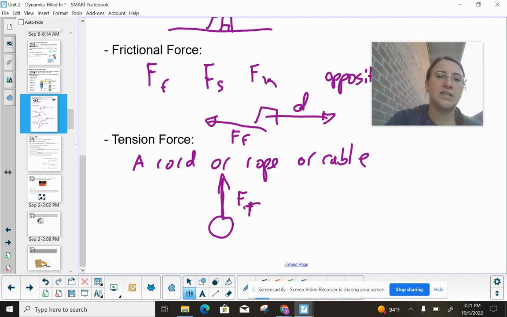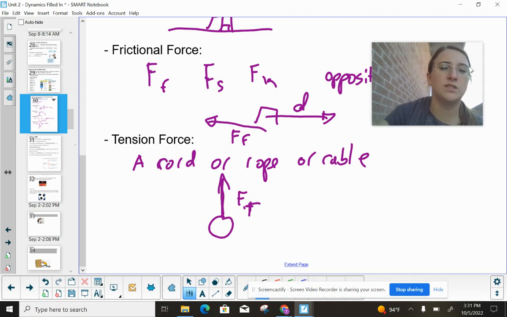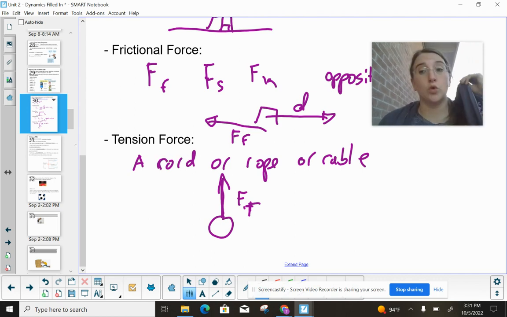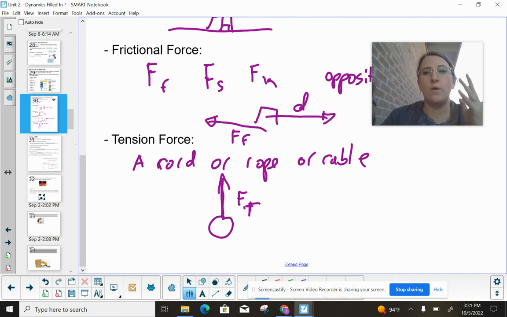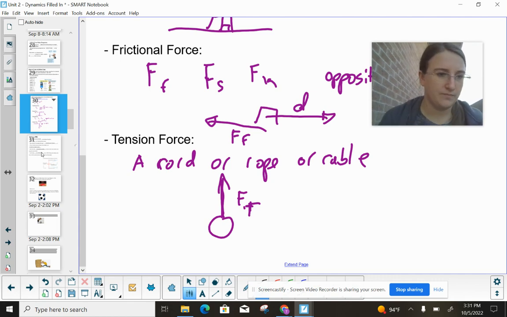Again, tension force is technically an applied force, but there's different things we can do with it because strings can only handle so much tension and then they can snap. So we can address them a little bit differently than just a normal applied force.